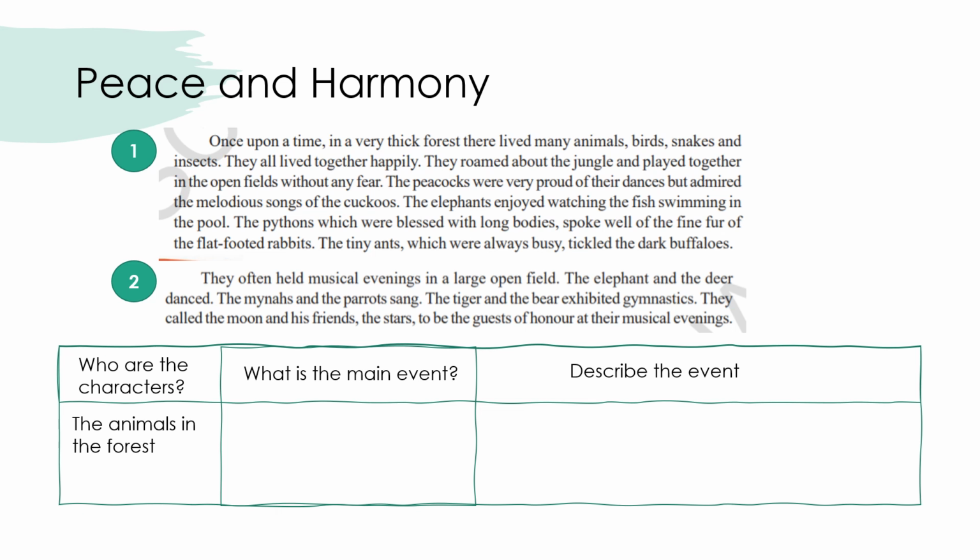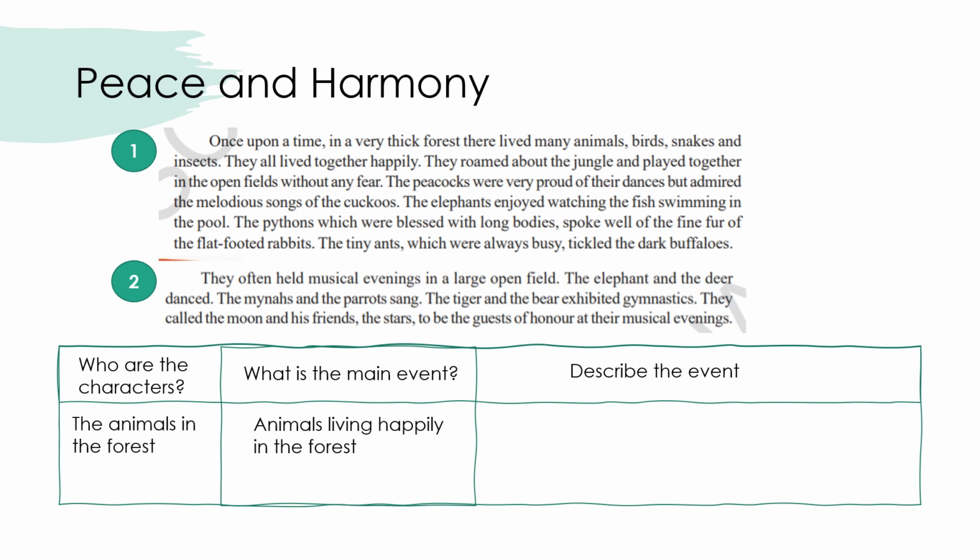Next, what is the main event? Okay, when I read paragraphs 1 and 2, there are only a few things which stand out to me, which look very important to me. And what is that? I think the animals living happily in the forest is the main event the story is talking about in this part. I write it down. What is the main event? Animals living happily in the forest.